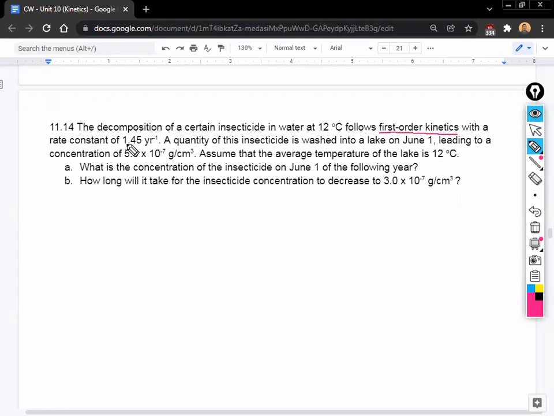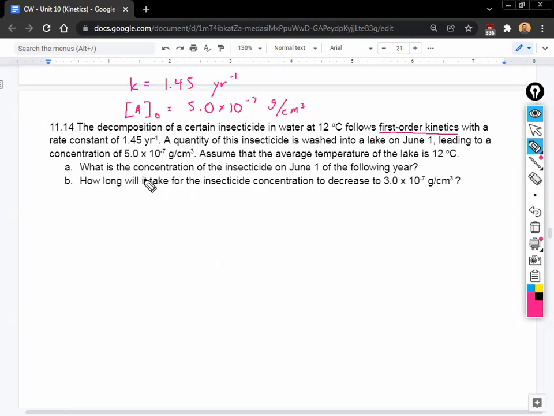The rate constant is 1.45 per year, so we know that K is going to be 1.45 per year. A quantity of this insecticide is washed into a lake on June 1st, leading to a concentration. So we have the original concentration, I'm going to say A0, which is 5.0 times 10 to the negative 7 grams per centimeter cubed. And the average temperature does not change, so temperature doesn't really matter here. We don't need to concern ourselves with how temperature affects the reaction.